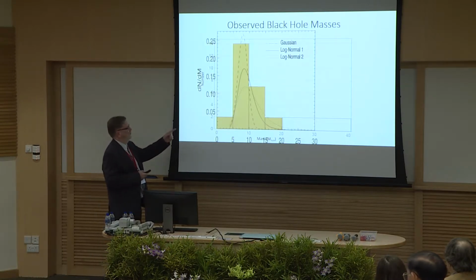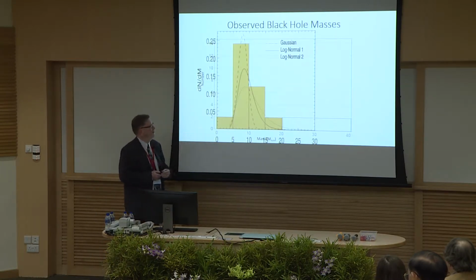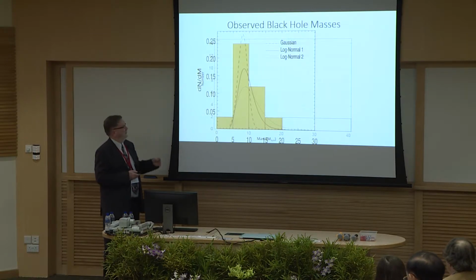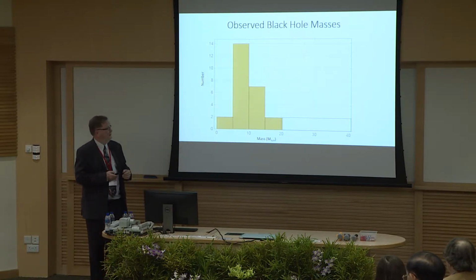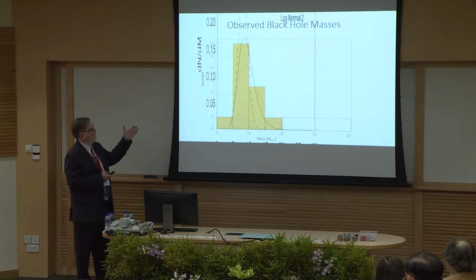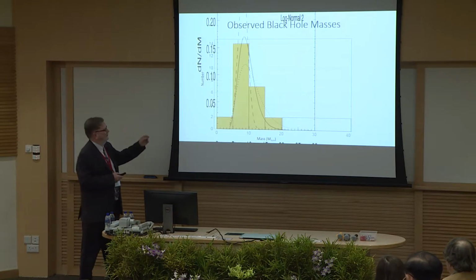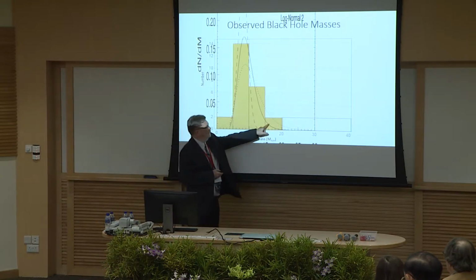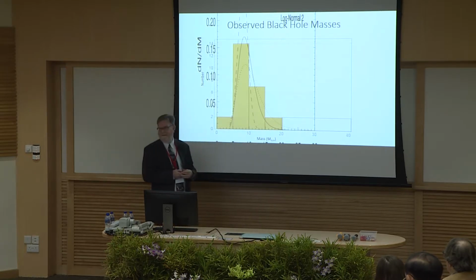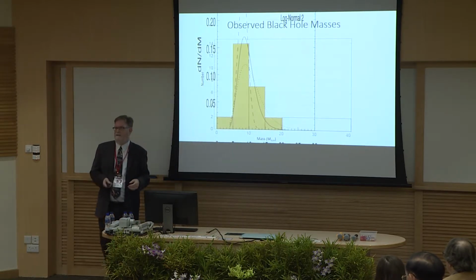Gaussian, log normal 1, and log normal wide, right? You can see Gaussian doesn't quite fit, but log normal and log normal wide do kind of fit, right? So that's sort of reasonable.